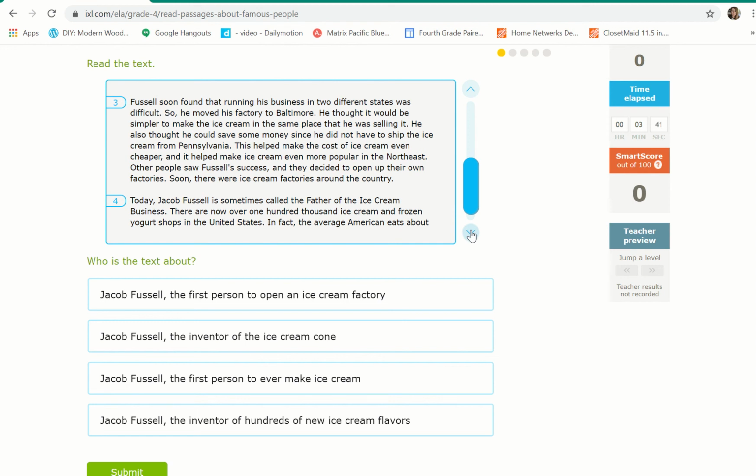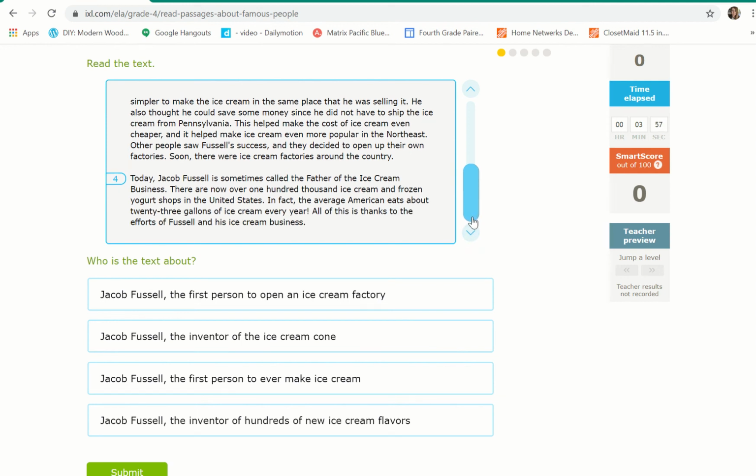This helped make the cost of ice cream even cheaper, and it helped make ice cream even more popular in the Northeast. Other people saw Fussell's success, and they decided to open up their own factories. Soon, there were ice cream factories around the country. Today, Jacob Fussell is sometimes called the father of the ice cream business. There are now over 100,000 ice cream and frozen yogurt shops in the United States. In fact, the average American eats about 23 gallons of ice cream every year. Oh my gosh, that's a lot. All of this is thanks to the efforts of Fussell and his ice cream business.